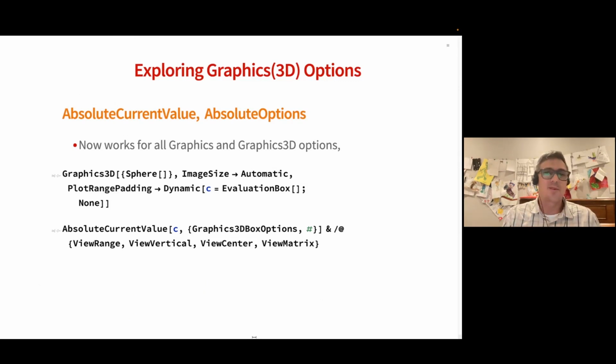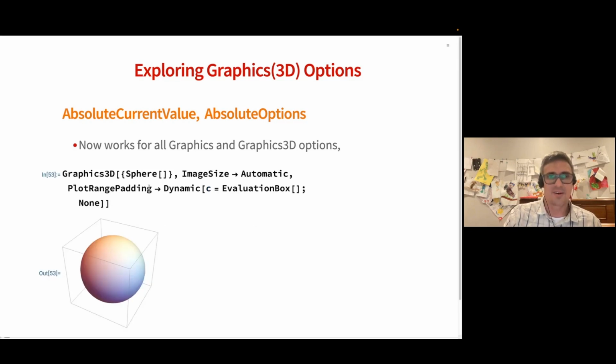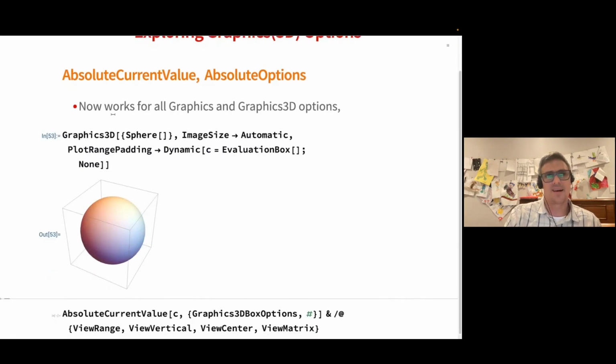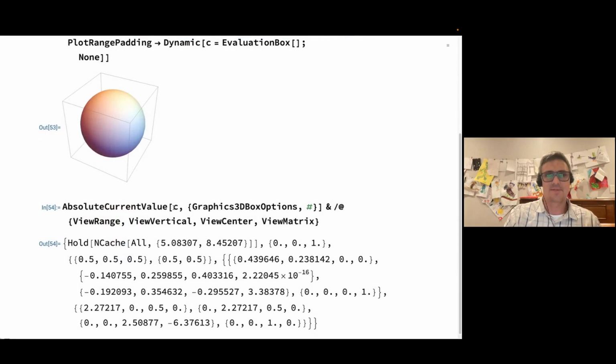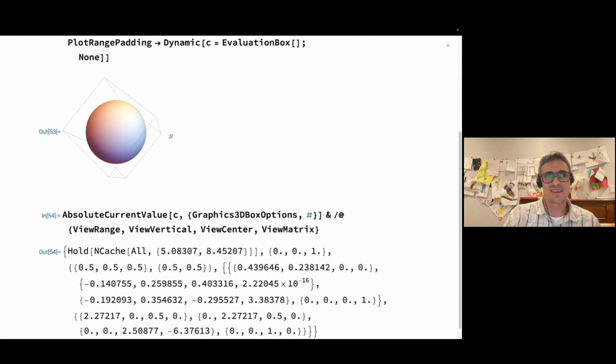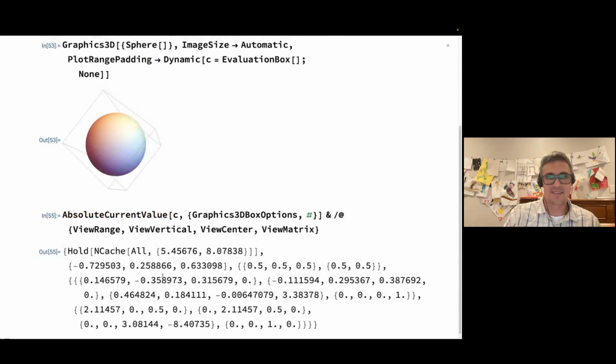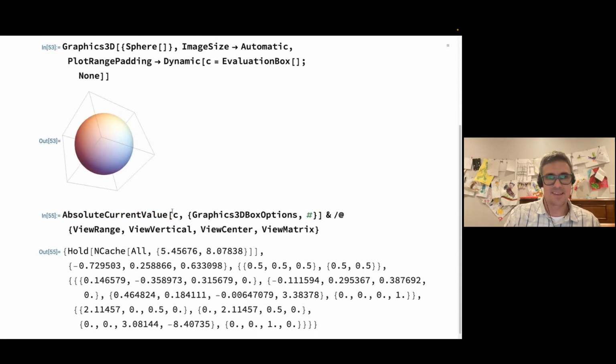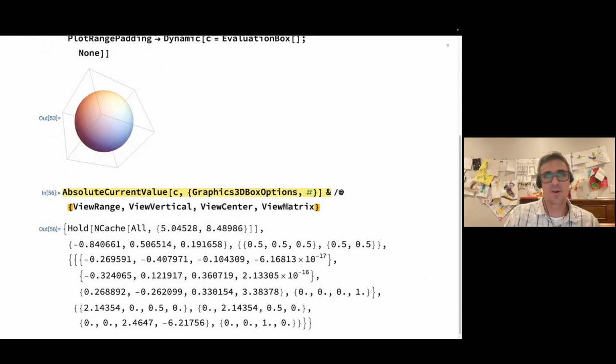When it comes to exploring your 3D graphics, we've now rolled out absolute current value and absolute option to work for all the graphics and graphics 3D options. So here's an example of using absolute current value. We evaluate this box, and now we can query the absolute current value of it. If I change this and reevaluate this, you'll see these values will update. And this is for options like view matrix, which we hadn't covered previously.